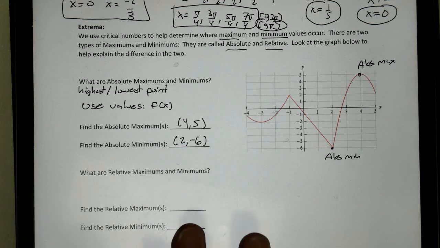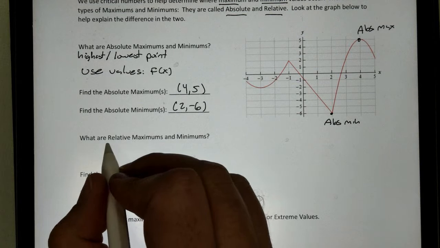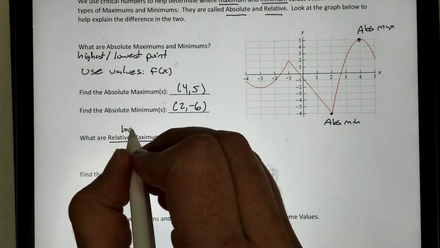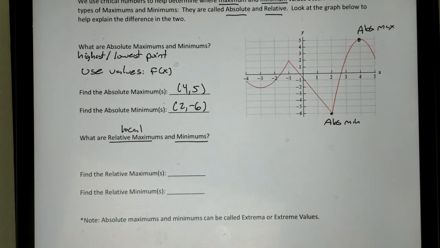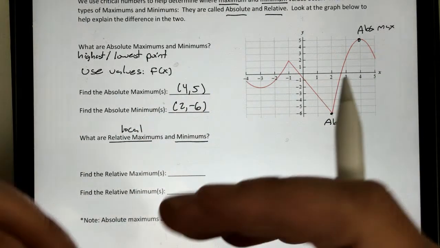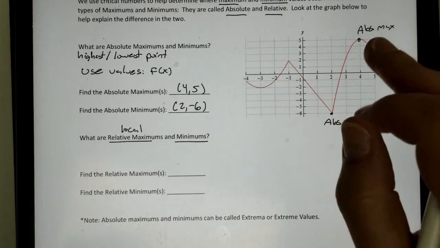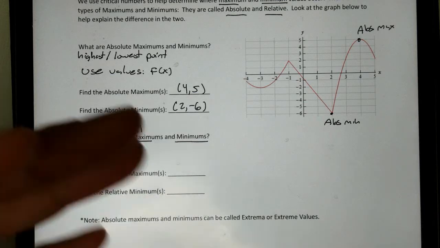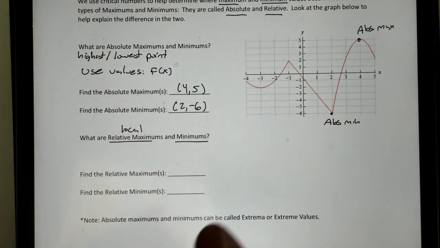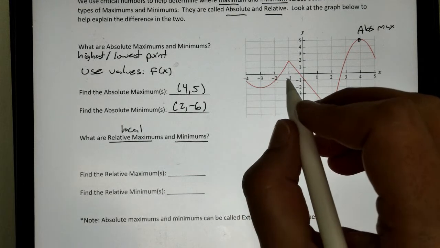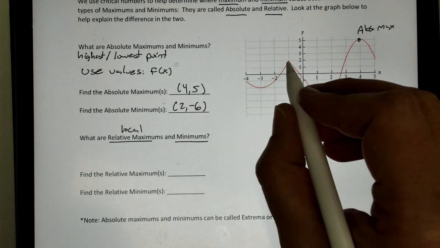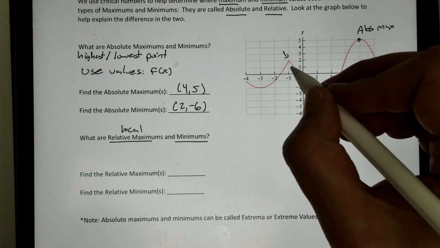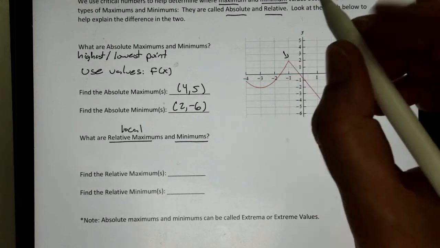Now, when we talk about relatives, sometimes we call relative minimums and maximums local. In other words, we're within a certain vicinity. Now, I know that this is my absolute maximum, but are there other maximums that are relative to a certain region? And most of you guys would probably say, oh look, at -1, there is another maximum. Yes, this is another maximum value. This is called a relative max.